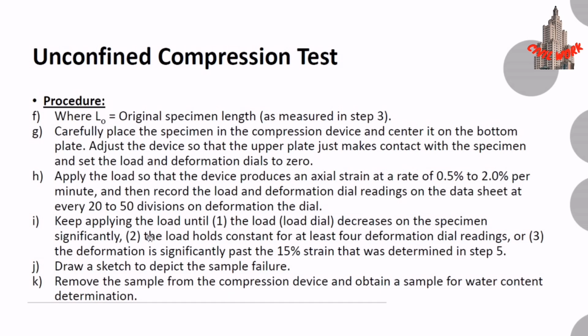Second condition is that the load holds constant for at least 4 deformation dial readings. While performing the test, we have to write both the load readings and deformation dial readings, and when the load holds constant for at least 3 or 4 deformation dial readings, we have to stop our test. Number 3 condition is that the deformation is significantly past the 15% strain that was determined in step number 5.